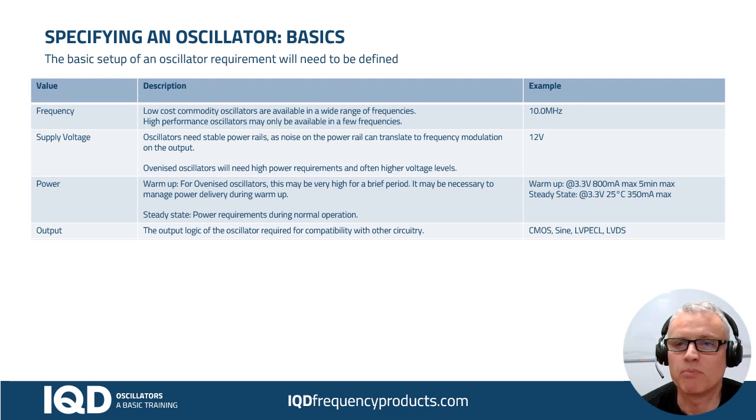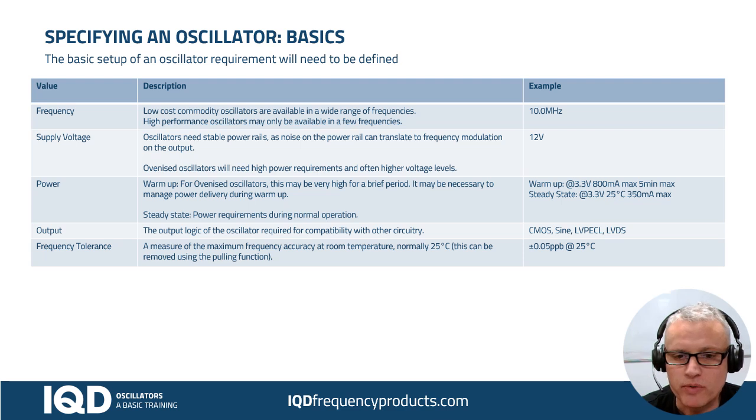Sine wave would be the purest frequency wave that we can give you. Or maybe you're using a really high frequency and you're looking for a differential pair, something like an LVPECL or an LVDS output, because that's going to help cancel out the noise in the high frequency and give you better transmission lines over your PCB.